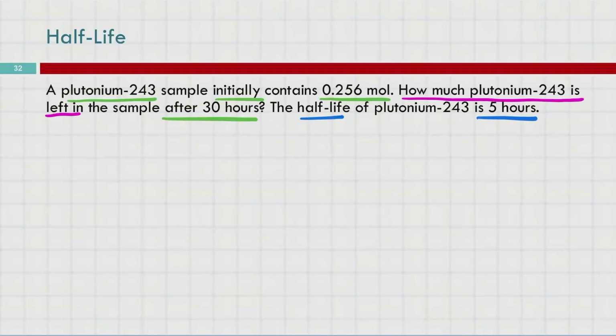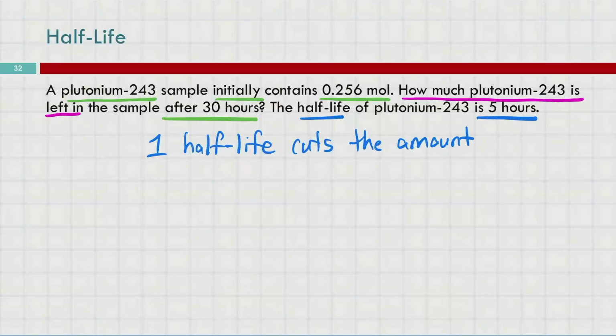So one of the important pieces of information we need to know here is that after one half-life, half of the sample goes away. So one half-life cuts the amount in half. Basically, we divide by 2.